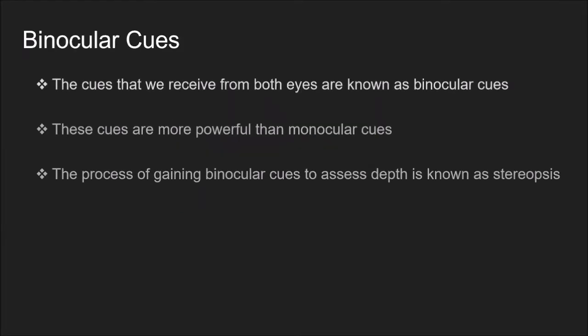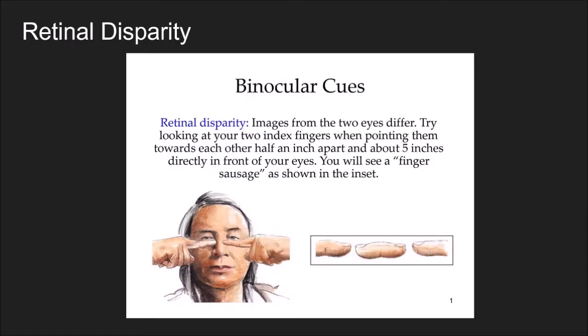The cues that we receive from binocular vision are more powerful than monocular cues. The process of gaining binocular cues to assess depth is known as stereopsis. Retinal disparity.